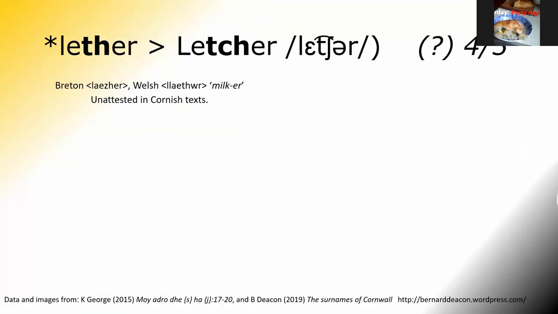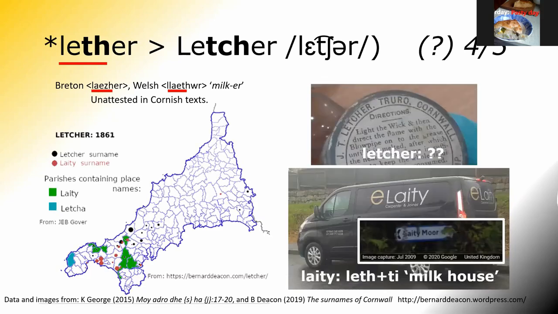Unlike in Breton and in Welsh, the word for milker or dairy person is not found written in Cornish texts. You can see the laith part in the cognates there. What's that got to do with the surname Letcher or Lather, if such a word existed in Cornish? You can see here the surname and place name Lety and the surname Letcher mapped here, thanks to work by Bernard Deacon in his book and website. The surnames Letcher and Lety mostly neighbouring one another in the 1861 census.